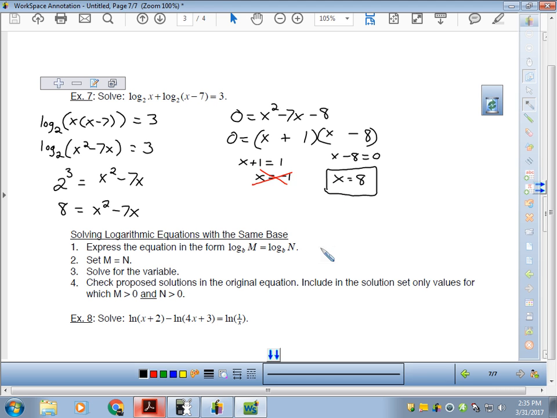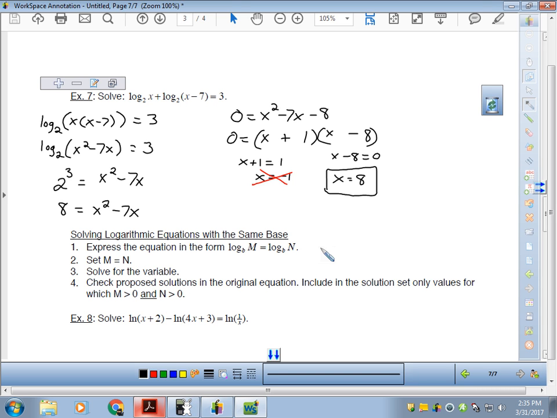Alright, so those are logarithm problems where we have to rewrite them as an exponential. But that's not all types of logarithmic equations. There is another situation you might encounter where you have a logarithm on both sides of the equation. One on the left and one on the right.